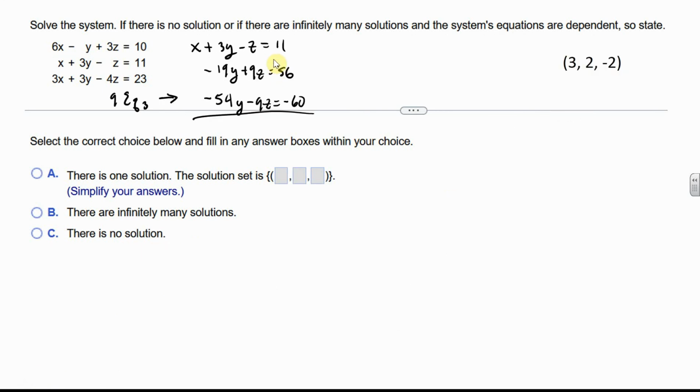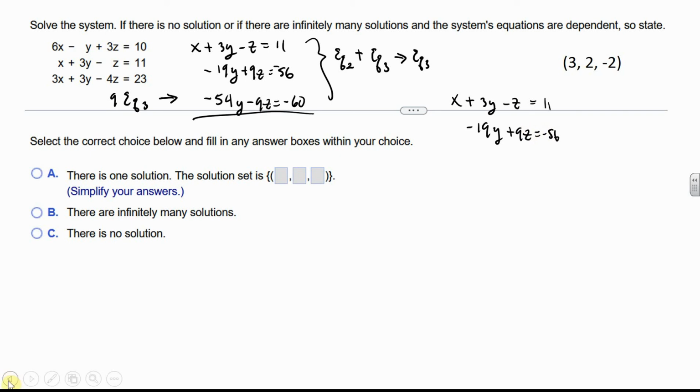And it's a negative 56. All right. So now we add row 2 to row 3. So equation 2 plus equation 3 gives us a new equation 3. So here's the first equation, the second equation, the third equation. All right. So we add this second equation to the third equation.